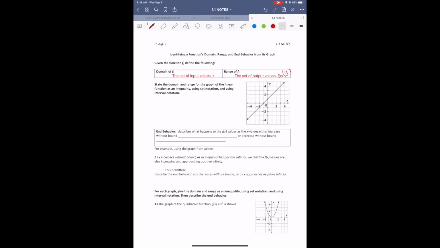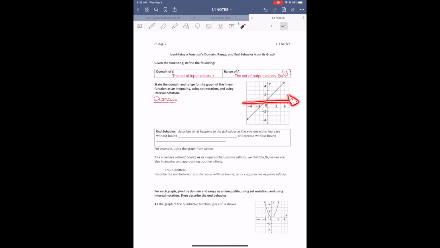All right, so you can see our first example here says state the domain and range for each graph of the linear function as an inequality using set notation and using interval notation. Now, how do we read domain and range? Okay, domain is our x values. So we are looking at our function from left to right.